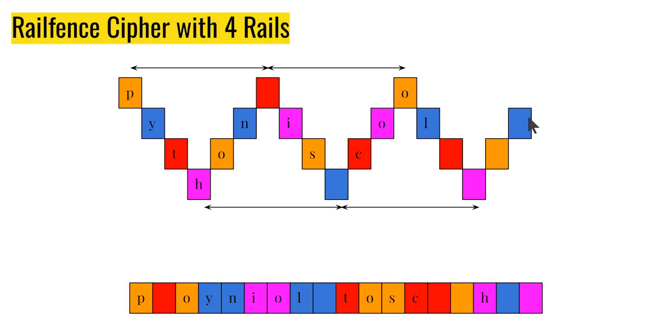We'll talk about this later. Now I read this row by row. So basically I go and read this, then this, then this, and then this. So for the same message string, we have got a different coded string, and that's expected because we changed the number of rails. So we will see how to do this because this is really an interesting exercise.